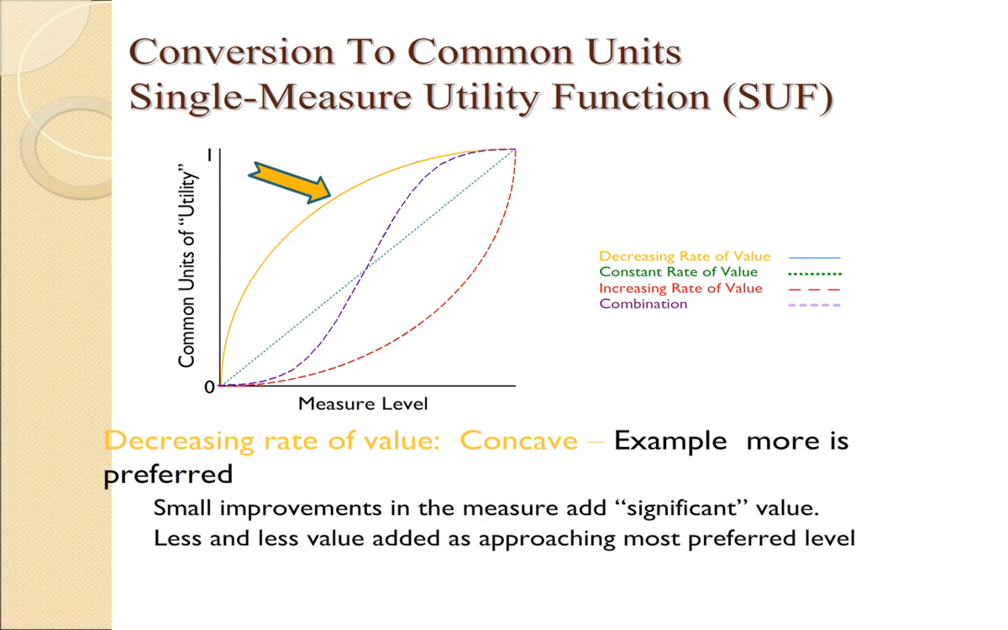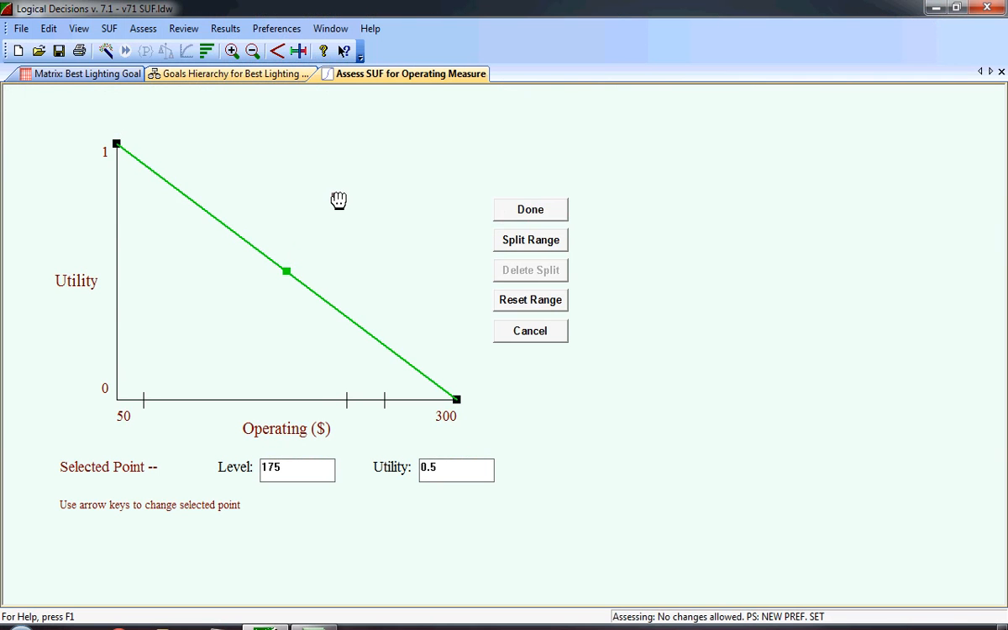In this example, we're going to look at a concave function. And the concave function means small improvements from the worst value make things better, and less value is added as you approach the most preferred level. So we'll see that in our example of operating costs. Again, we start with the default assumption that's a linear utility function for operating costs. And now we're going to move the box in such a way that we produce a concave function.